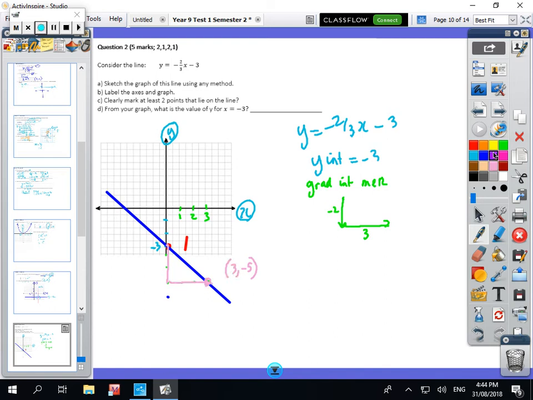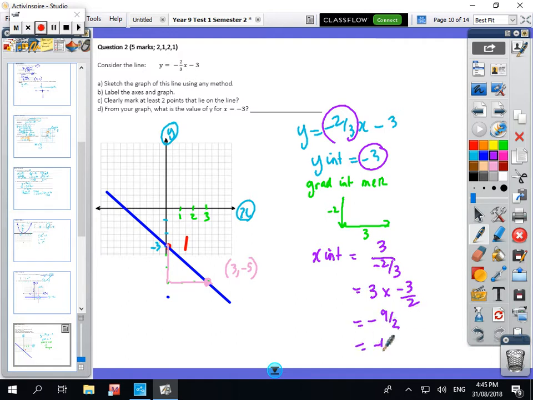If you're using intercepts, the x-intercept is the opposite number, which is 3 divided by the gradient minus 2/3, which is the same as 3 multiplied by minus 3 on 2, which is minus 9 on 2, which is minus 4.5. So that point there is (minus 4.5, 0). So there are different methods. You could have done a table of values. Okay, so I've sketched the graph, labelled the axes, and I've got to label the graph.